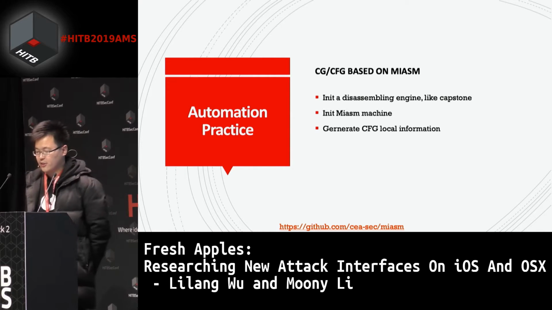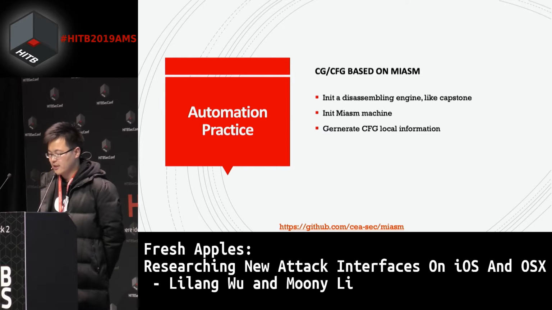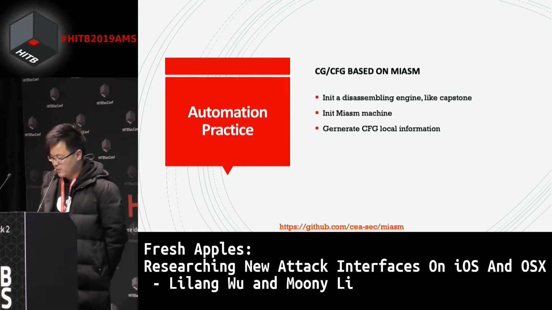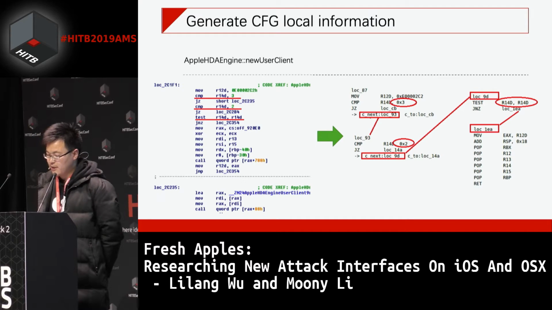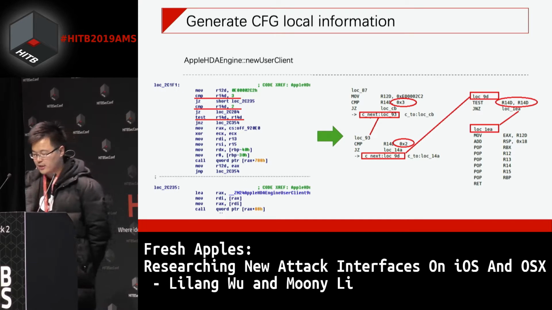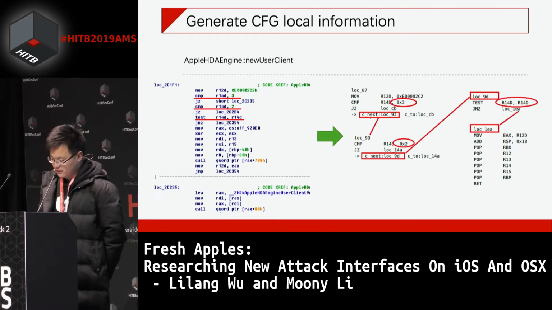For CFG generation, we use Mesm. This tool is open source, and it has its own usage documents, so here we will not introduce it again. This is an example: the new user client function of Apple HID agent classes. It has three connection types. After analysis, Mesm can construct the control flow graph, as the right figure shows.